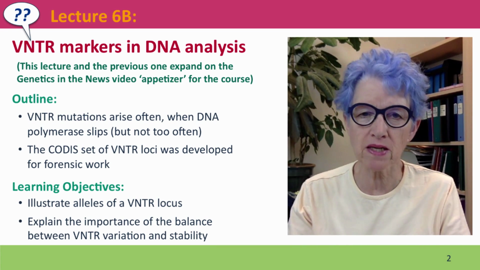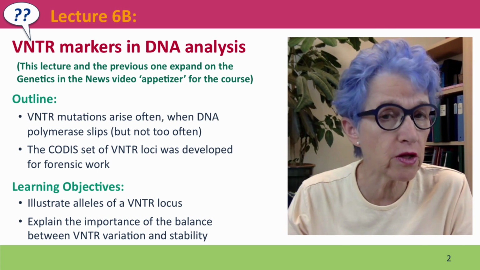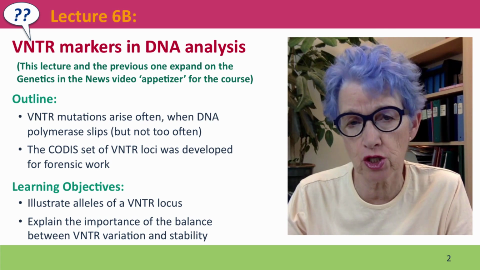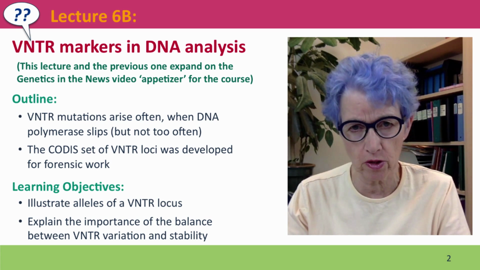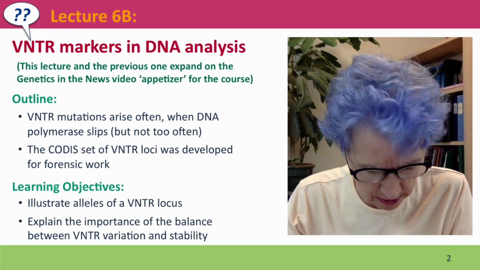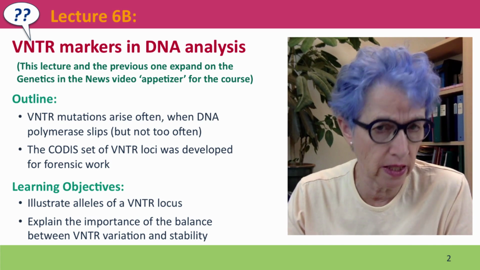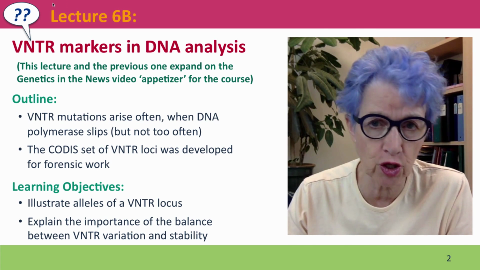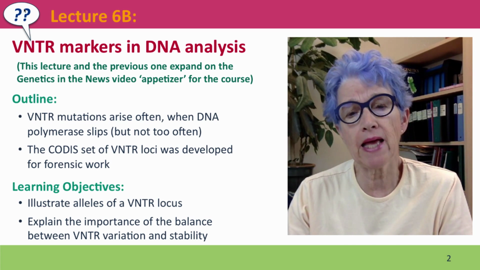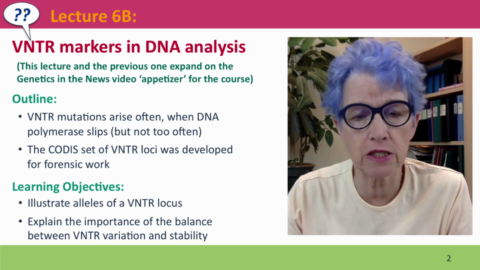Hi everyone, welcome back. This is lecture 6B of Useful Genetics, and we're going to extend the previous lecture's discussion of DNA fingerprinting by talking specifically about the genetic markers that are used in this analysis. We'll talk about what VNTR alleles are and how and why VNTR mutations arise so often. And then we'll describe the set of loci that was developed for forensic work.